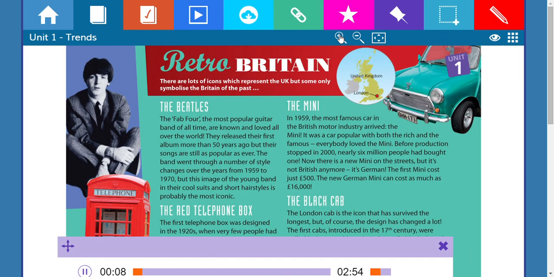Retro Britain. There are lots of icons which represent the UK, but some only symbolise the Britain of the past. The Beatles. The Fab Four, the most popular guitar band of all time, are known and loved all over the world. They released their first album more than 50 years ago, but their songs are still as popular as ever. The band went through a number of style changes over the years, from 1959 to 1970, but this image of the young band in their cool suits and short hairstyles is probably the most iconic.